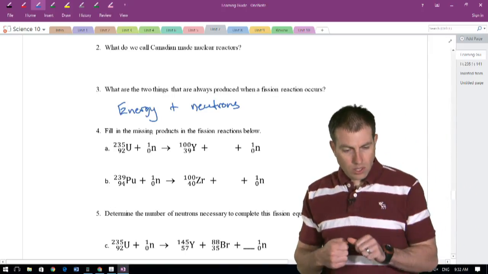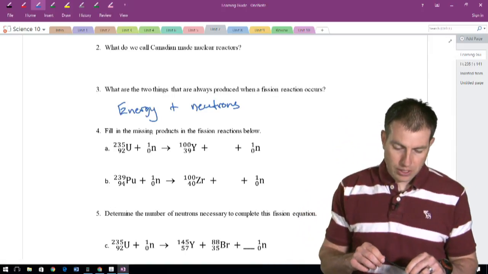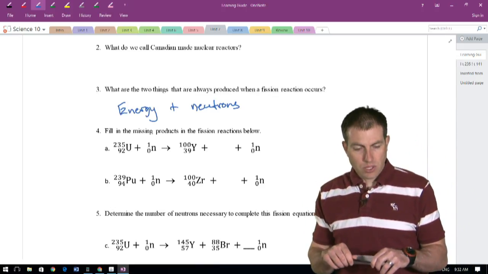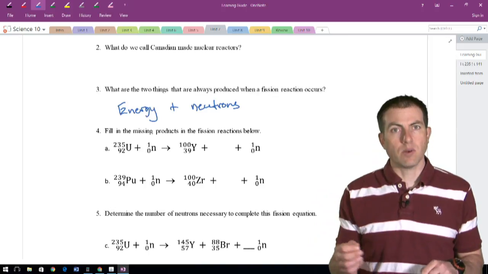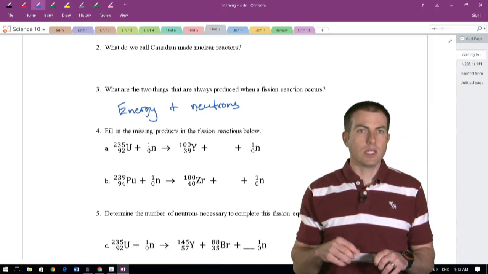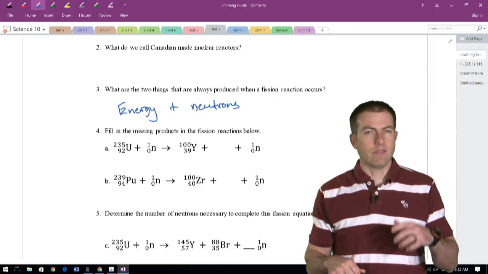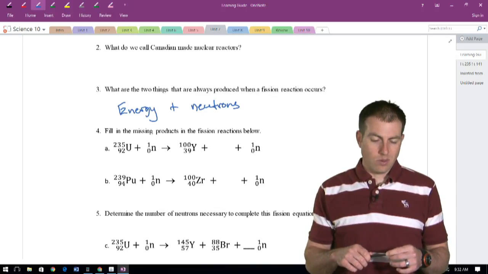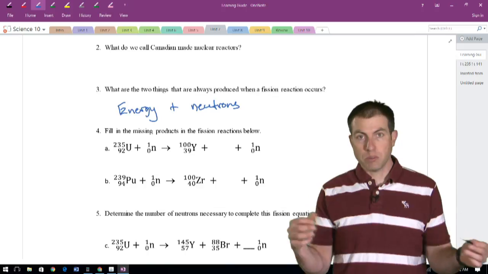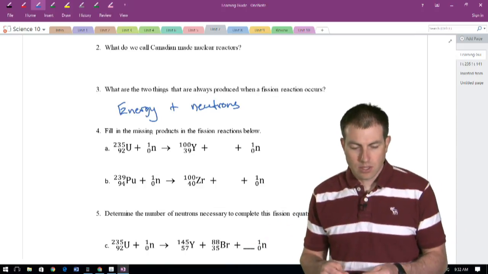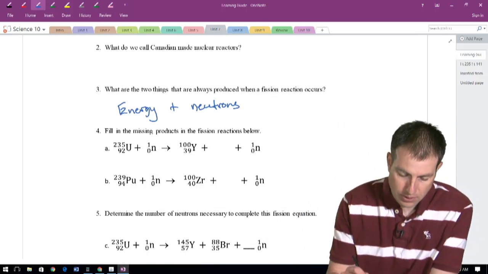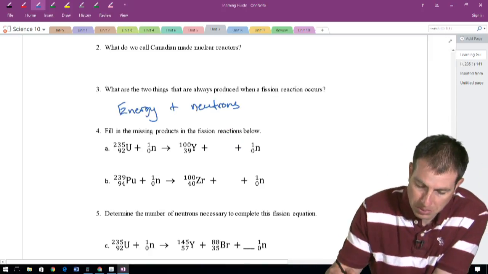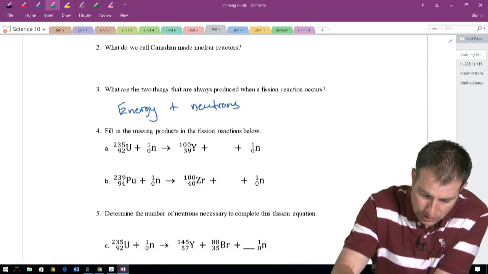All right, so fill in the missing products, fission reaction. I'll do 4A and I'll leave B for you guys. So we're starting with uranium-235 and then we're bombarding it with a neutron. This was the breakdown we looked at the very beginning of class. When uranium splits, it can split into a bunch of different things. It's not always the same stuff. So we have, in this case, yttrium and something else. We need to figure out what it is. We're going to use a little bit of math to help us figure out exactly what it is.